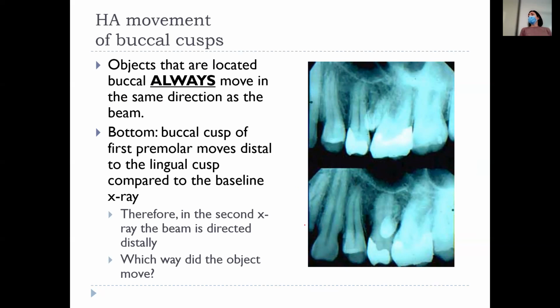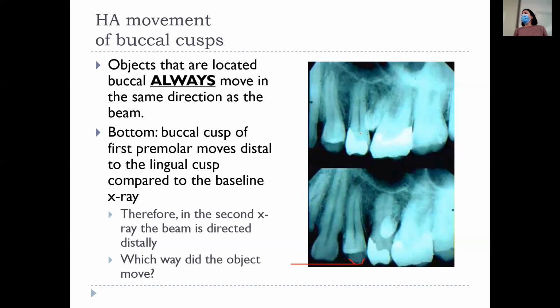On the bottom picture, the buccal cusp of the first premolar, this guy right here, moved distal. You can see this cusp here moved distal, because here's your posterior teeth, right? So it moved distal to the lingual cusp compared to the baseline, which is your baseline because this is a more straight on picture. We'll look at these pictures and ask, which one is our baseline? You want your baseline to be your truer perpendicular, straight on. The one that is tilted one way or the other can be your comparative.